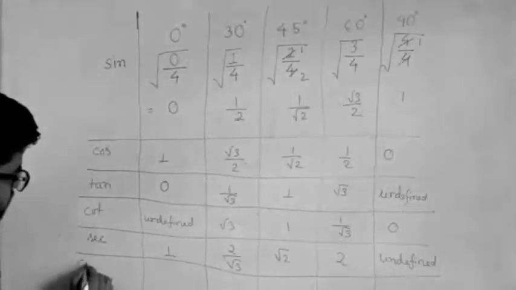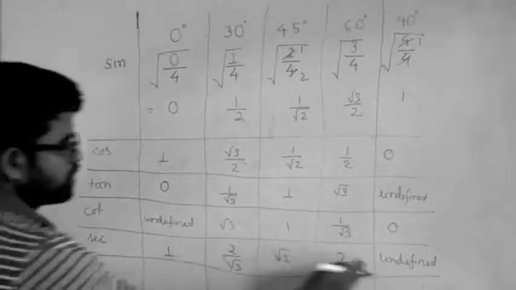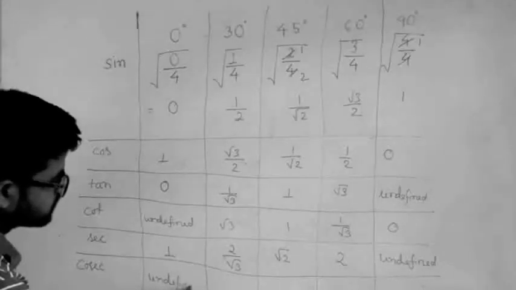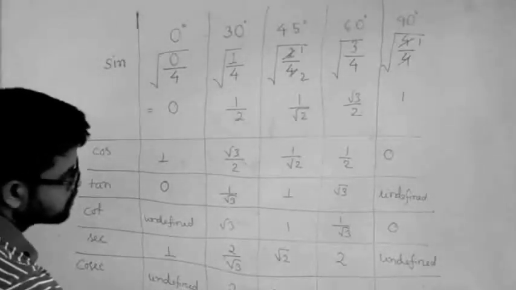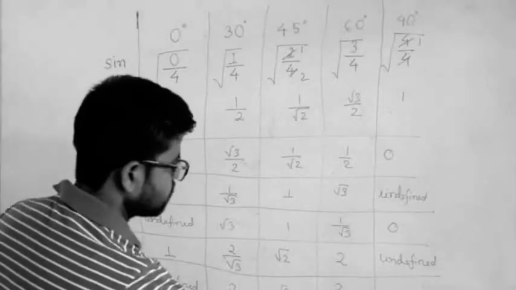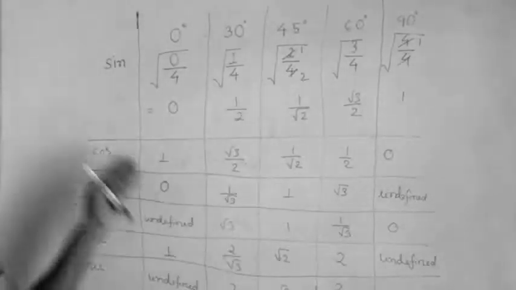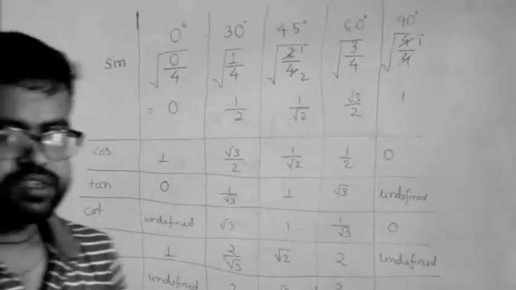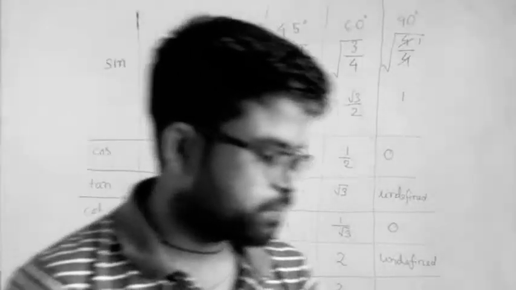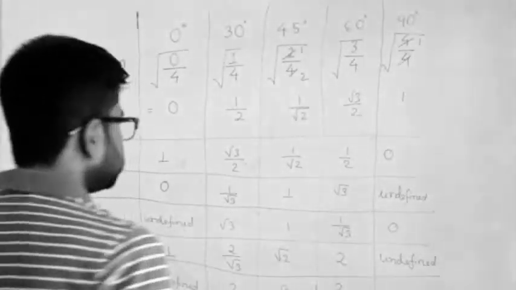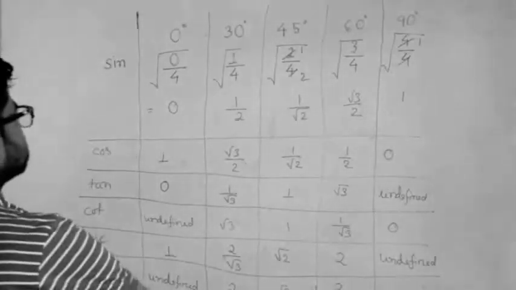And for cosec, write in the reverse order: undefined, 2, root 2, 2 by root 3 and 1. Now these are the standard values for all the 6 ratios. Now we shall discuss some problems found in exercise 8.2 of the class 10 NCERT textbook. But you need to remember these values for calculation.